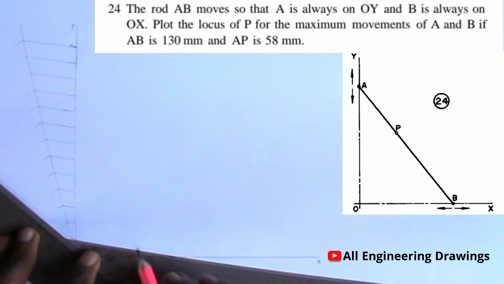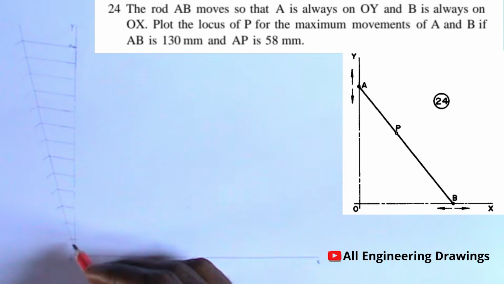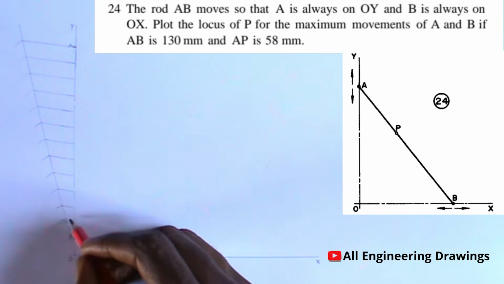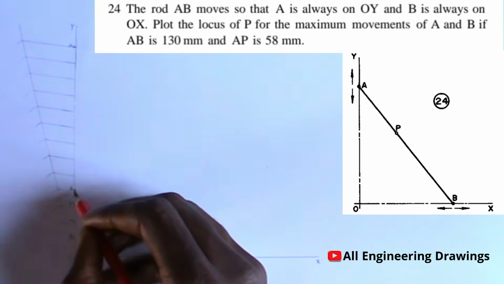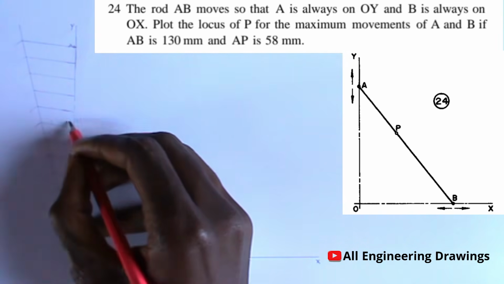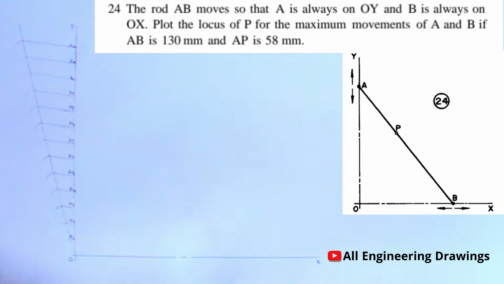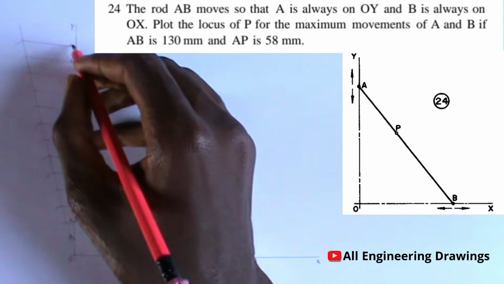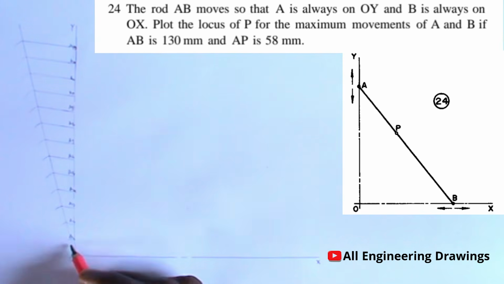So now you have to number the points where lines of division intersect your OY line. So this point here will be A1, A2, A3, A4. So this point here should be A13, not A0. And this point here is A0.